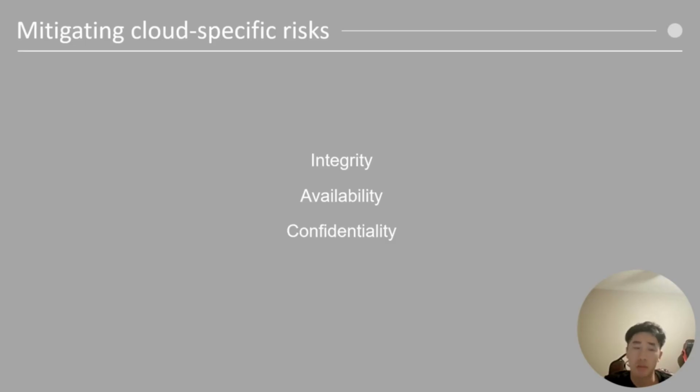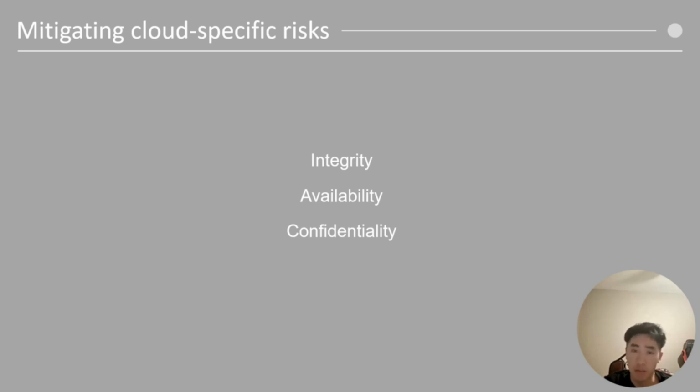The second part is mitigating cloud-specific risks. It has three key elements I need to explain. The first one is integrity. Integrity includes data validation and integrity checkers. So they implement mechanisms for data validation such as checksums and digital signatures, and comprehensive logging and auditing capabilities enable organizations to monitor and track the changes to data.